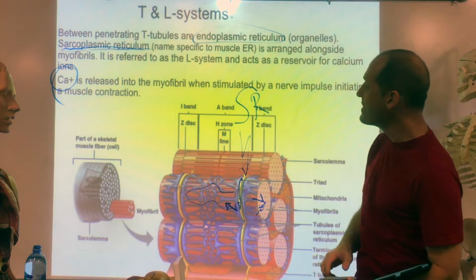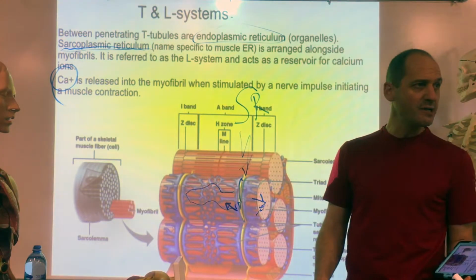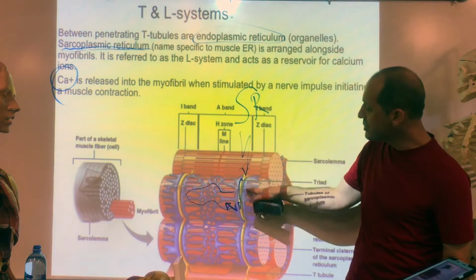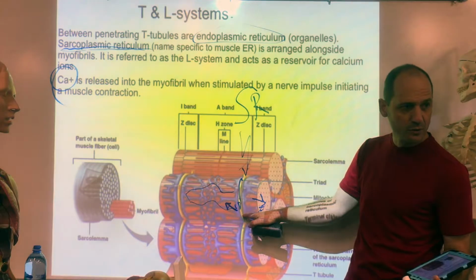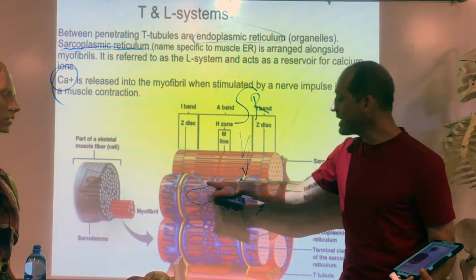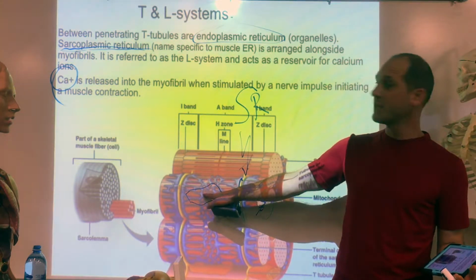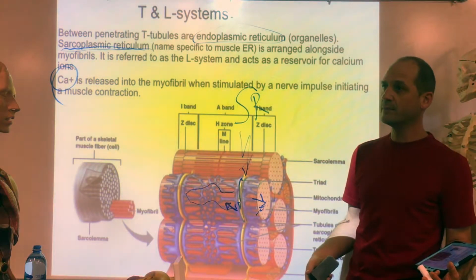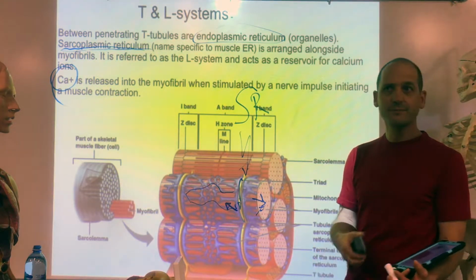Alright, recap. So far we have a nerve impulse stimulating the muscle, which is the sarcolemma, that penetrates deep into the muscle fiber via these T-tubules, which stimulate the sarcoplasmic reticulum, or SR, to release the calcium to the inside of the muscle fiber. Got it so far?